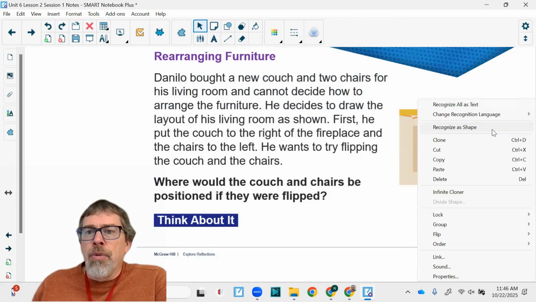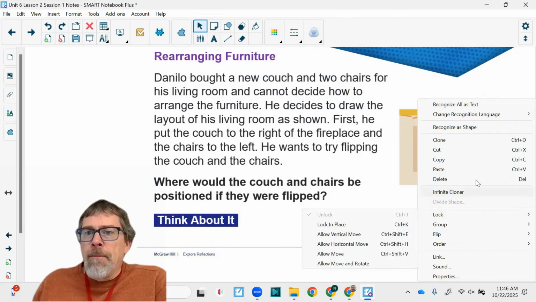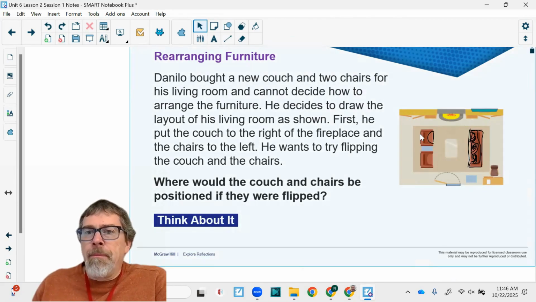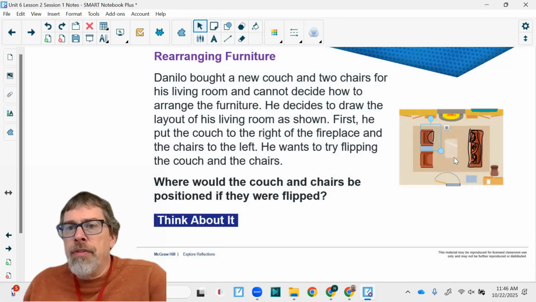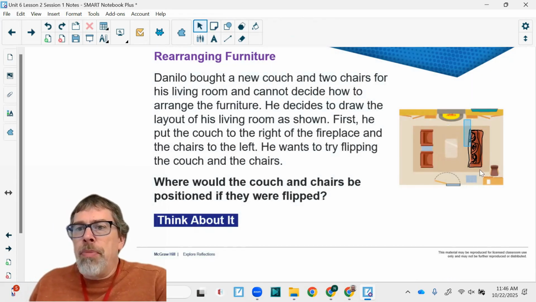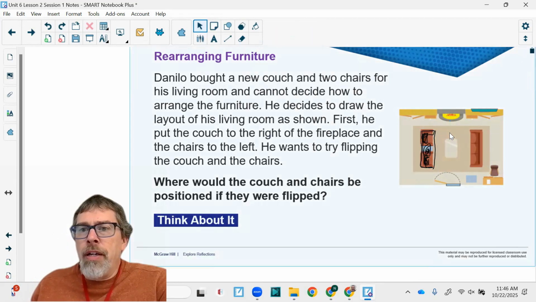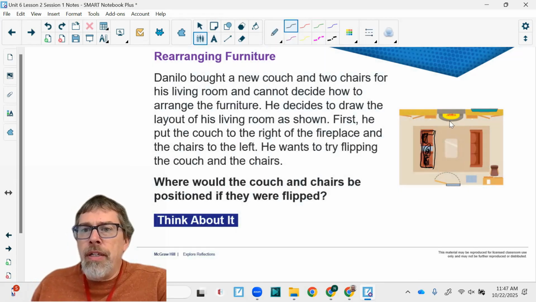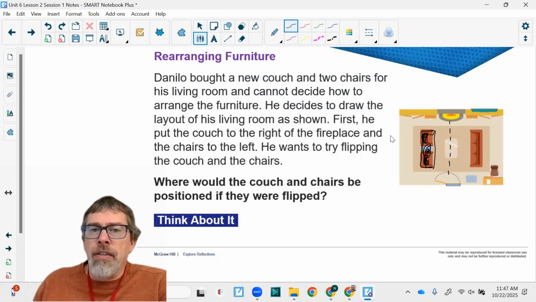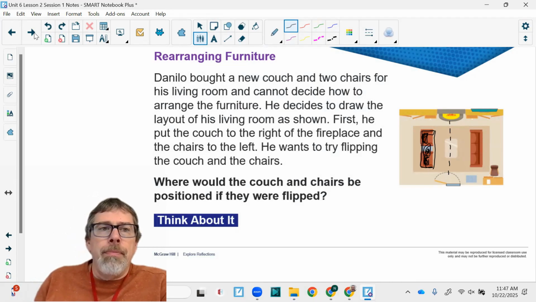okay, and then I'm going to reflect all of this. So what I'm going to do, this will not reflect. Okay, so I can't do that. Let's get rid of this drawing. So if I pick all of this and rotate it, it's not a rotation though, it's a flip. So if we flipped it over an imaginary line that is drawn right here, the couch would end up here facing this way, and the chairs would end up over where the couch is facing the couch.